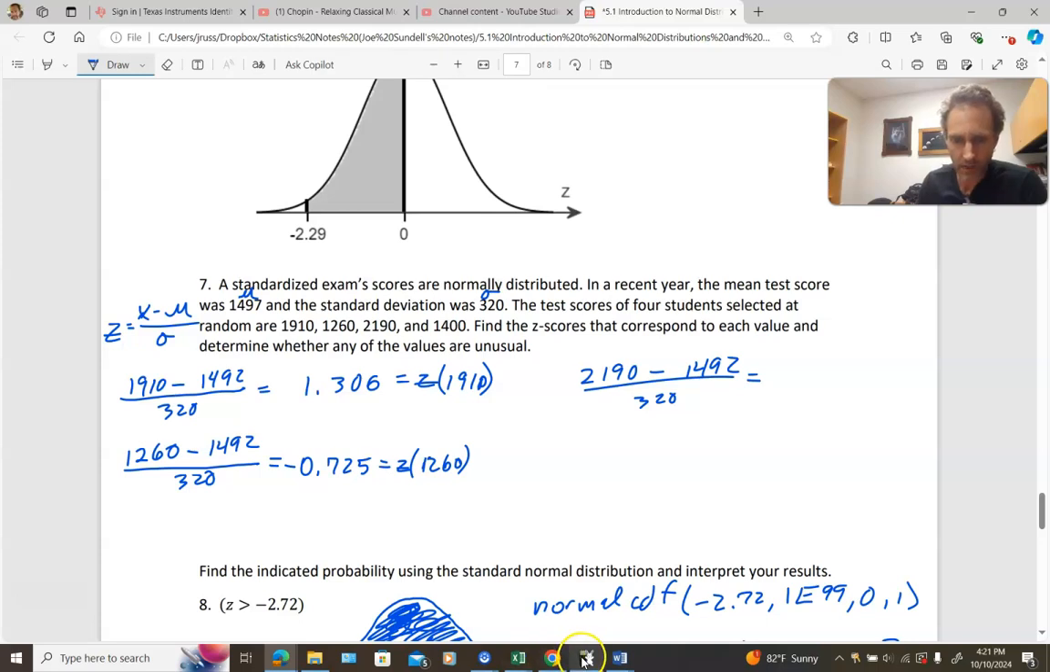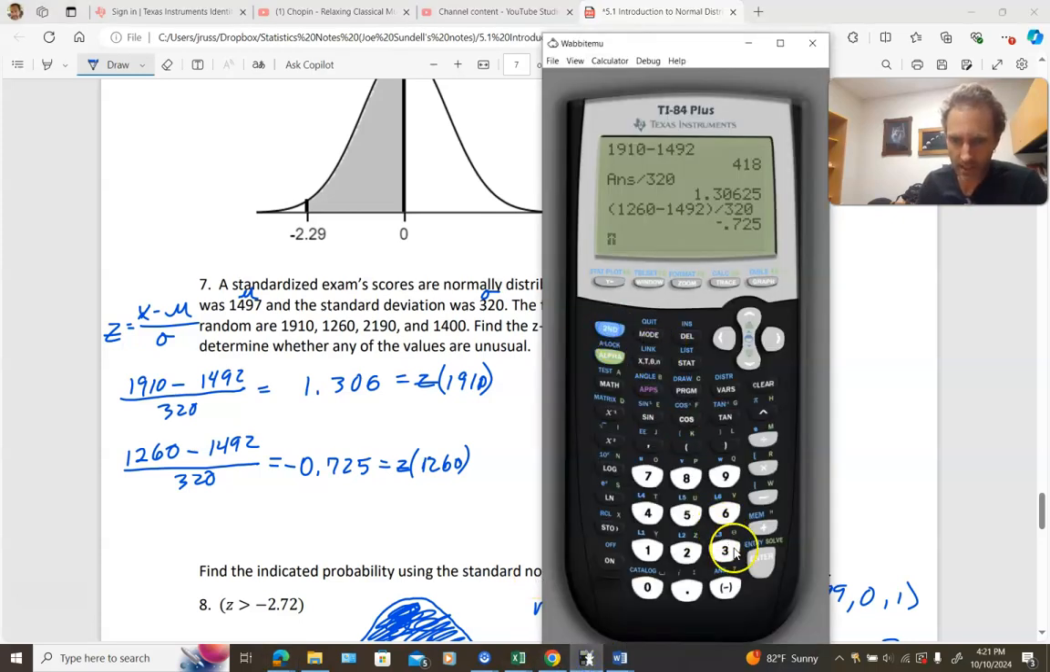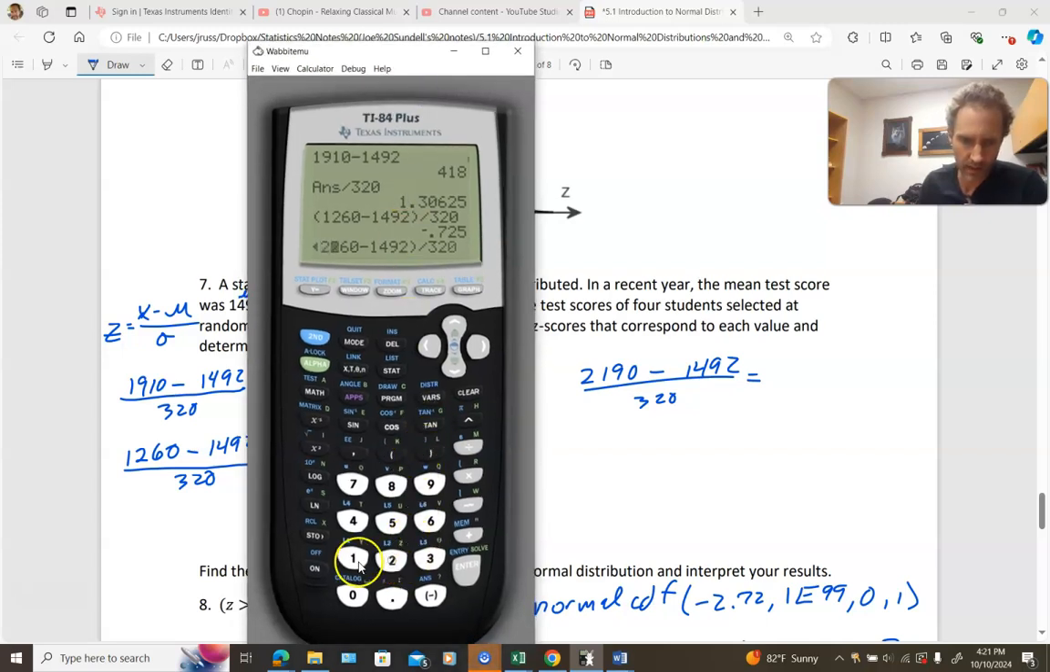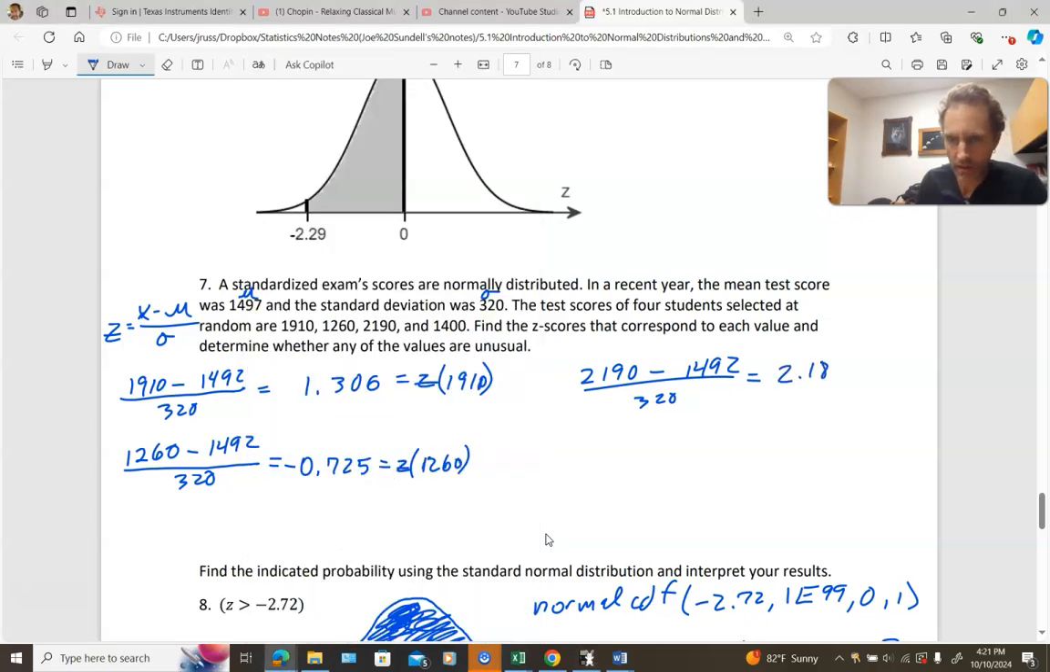Okay, so now I can use my calculator. I can hit second entry, and I can just go back and replace that one raw score instead of having to retype everything. So 2190, and then I can hit enter. And yeah, this one would be, well, we'll say 2.18. Okay, is equal to z of that particular raw score.